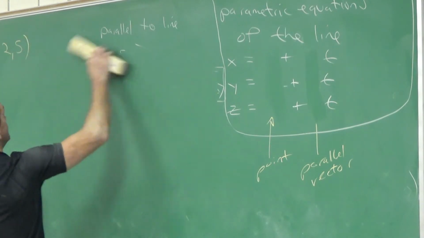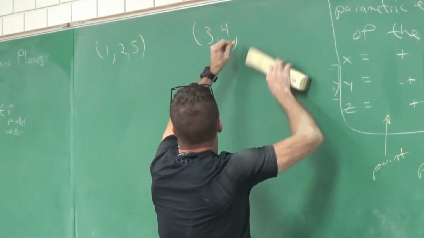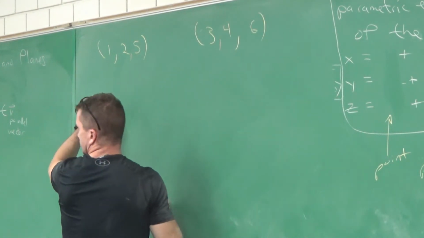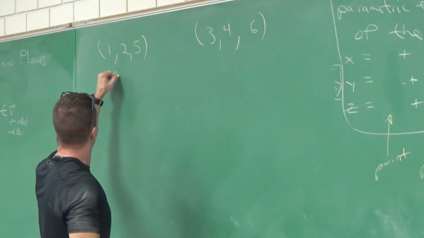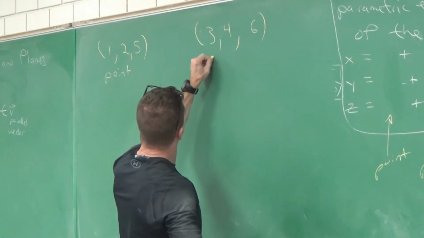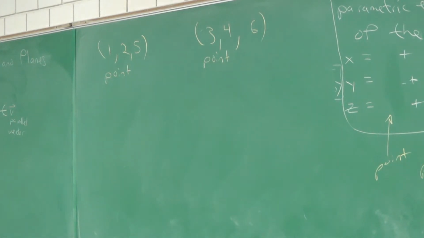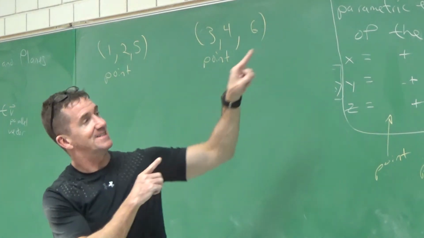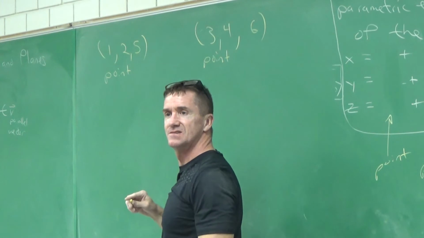One, 2, 5, 3, 4, 6. These are 2 points. Question? Find the line that represents those 2 points. Hey, be more specific. Okay, how about this? Find the parametric equations of a line that goes through these 2 points.